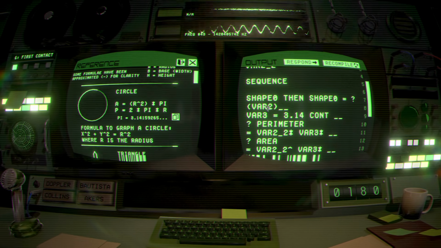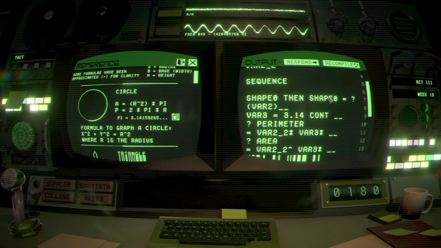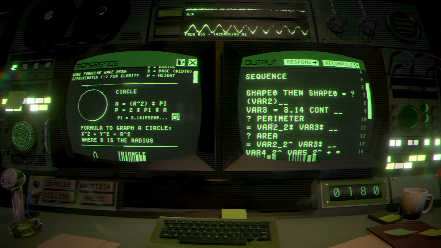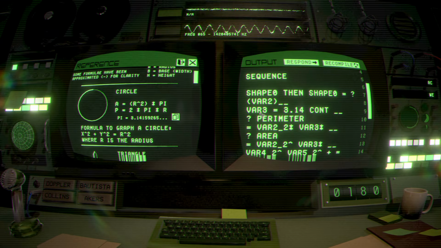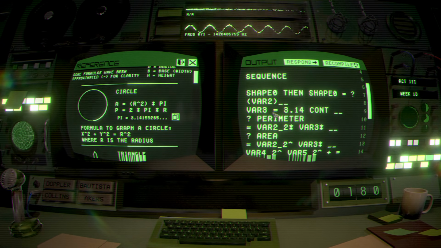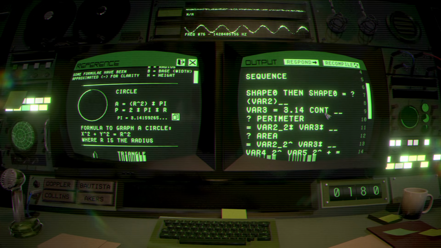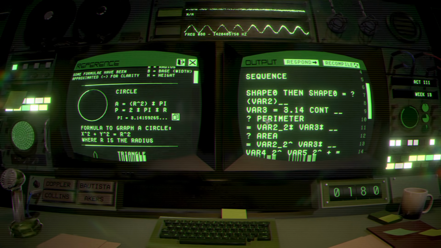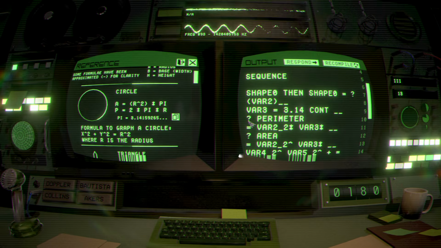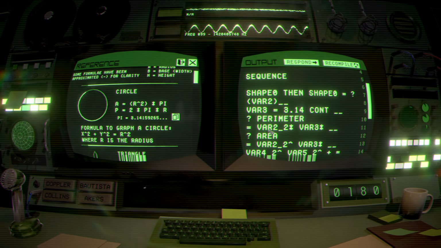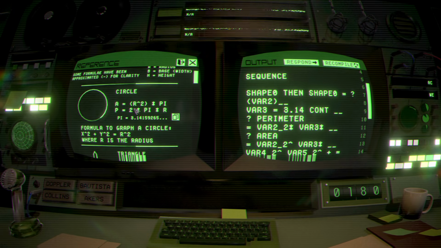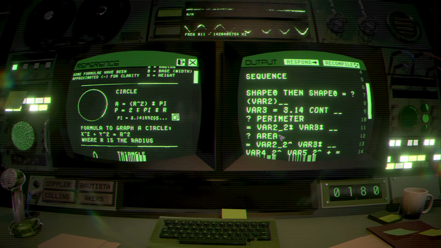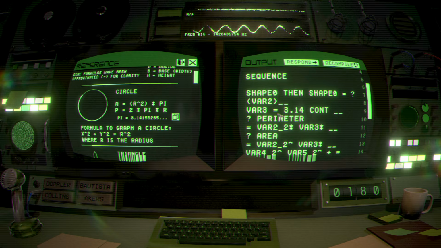Yep. So let's explain my thinking here. The formatting's a little messy. Maybe we can look at how to clean that up. But let's look at this line right here: variable 3 equals 3.14 continuous. So that's pi, so variable 3 is pi. The something perimeter, which we assume is circle, equals variable 2 times 2, so we're assuming variable 2 is radius, times 2 times pi, which is variable 3.